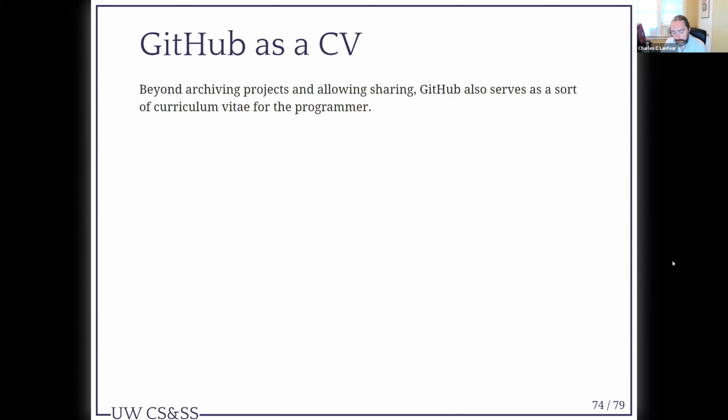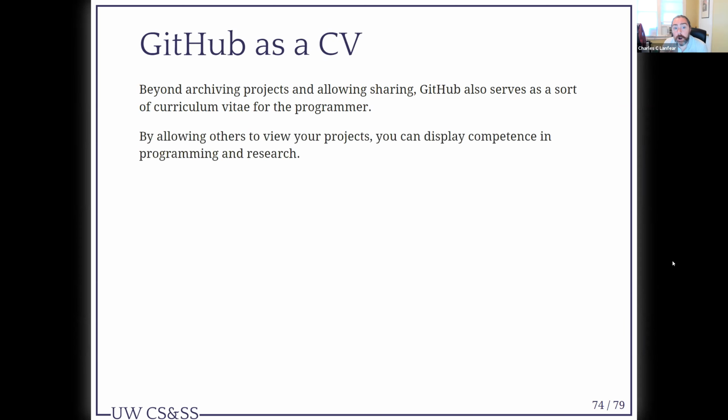One nice thing about Git and GitHub is that GitHub also serves as a sort of curriculum vitae for the programmer. So by archiving all of your projects up on GitHub and making them publicly viewable, people can see that you're competent in programming and research. All your repositories are up there. They can browse through and see your code. They can see all the things that you've done.